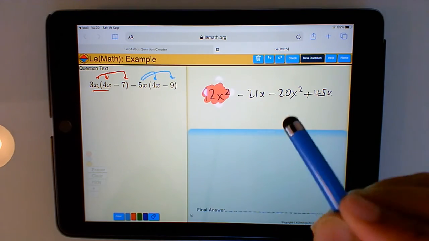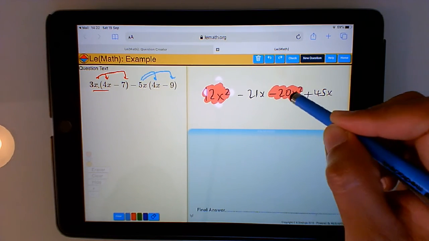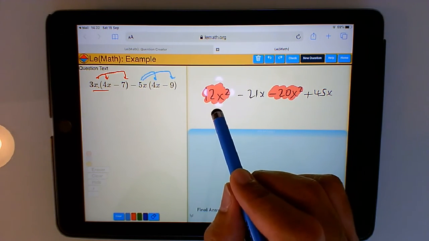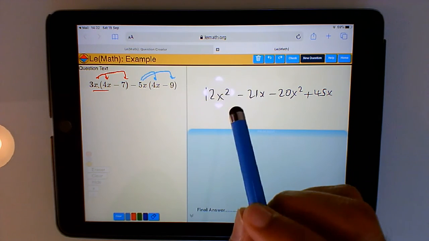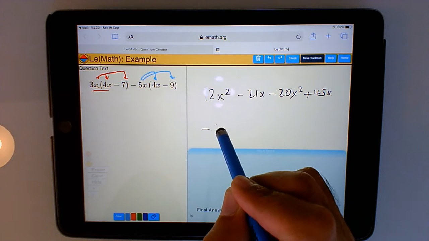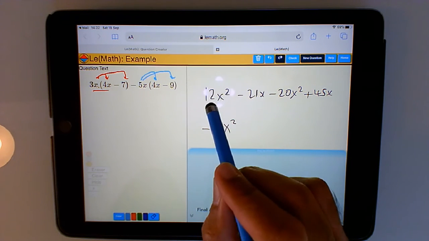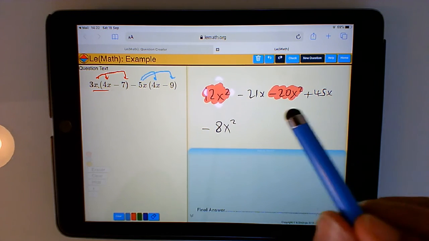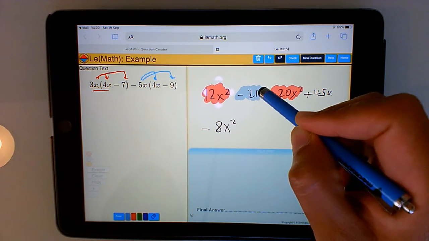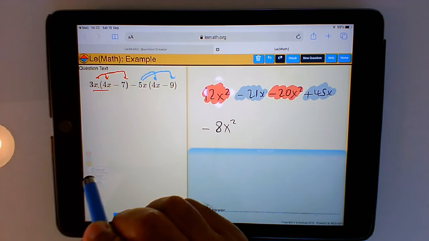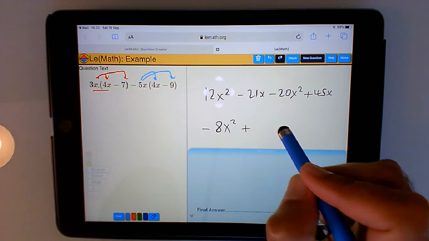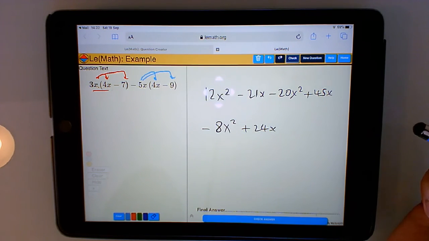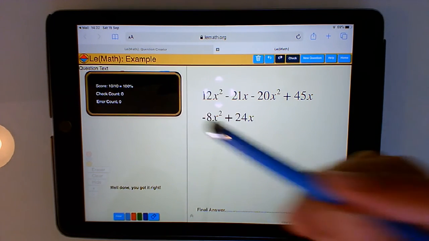So we've got a 12x squared, and that is similar to that one. You have to keep the x squareds and the x terms separate from one another. So we've got 12x squared, take away 20x squared, which is minus 8x squared. So we've collected those. Now we need to collect the x terms. We've got minus 21x, add 45x. Well, how much is that? That will be positive 24x. Okay, so this is our answer. So let's check it. There's the conversion. Let's check the answer. Okay, we got it right.